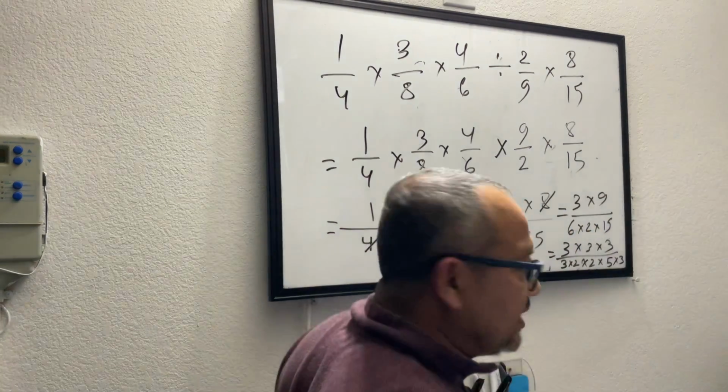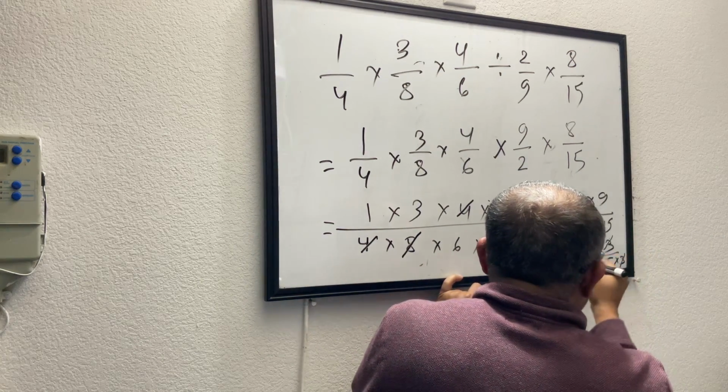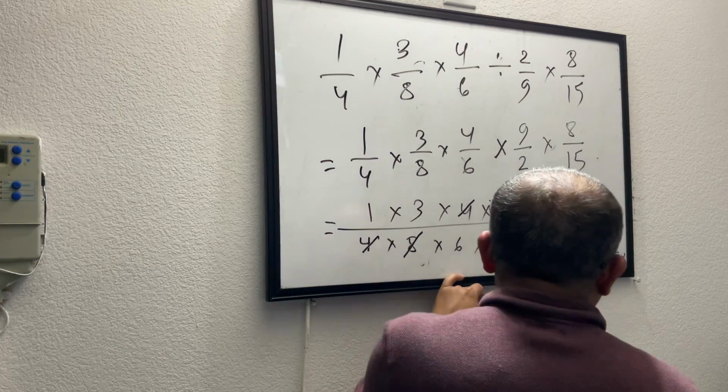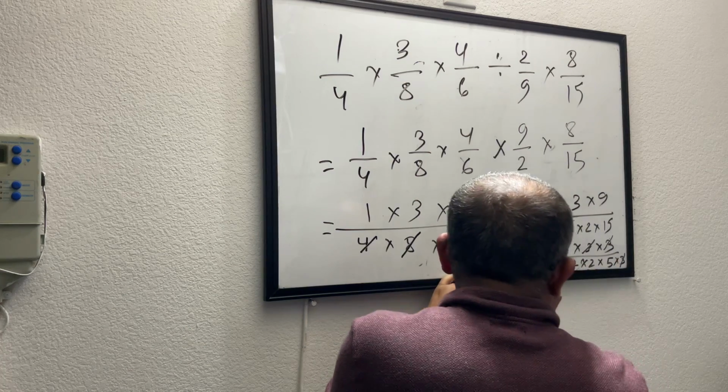Again, another chance to play. This 3 and this 3, tic-tac-toe. This 3 and this 3, tic-tac-toe. What am I left with? 3 by 2 into 2 into 5. 3 by 2 into 2 is 4. 4 times 5 is 20. Done.